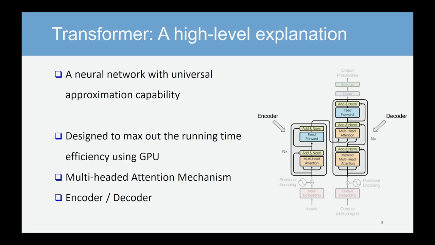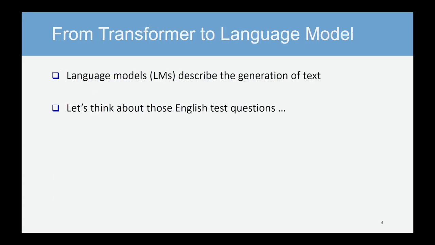So we will start with the transformer. I won't give you any details about how it works, any formula. I promise that there's none. You only need to know that the transformer is a neural network model with universal approximation capability. It can approximate arbitrary functions in the world, and it's designed to max out the running time efficiency from GPU or from TPU. And it's basically two buzzwords, multi-head attention mechanism and encoder-decoder. If you know all these terms now, you're good to go for the transformer.